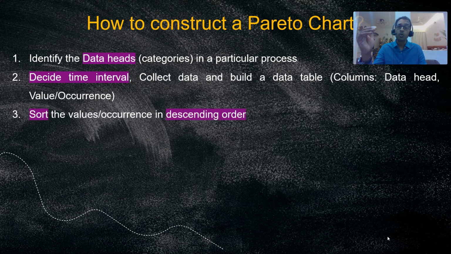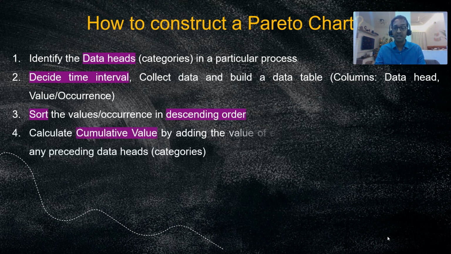Third one, you are going to sort those values or occurrences in descending order. The highest contributors come on the top and then slowly the lower contributions come down. So basically the last lines would be the least contributing data heads. Once you have sorted it, you are going to calculate the cumulative value by adding the value of each data head to that of any preceding data head. So it is a cumulative value. Again, I will be demonstrating this in Excel with a small example.